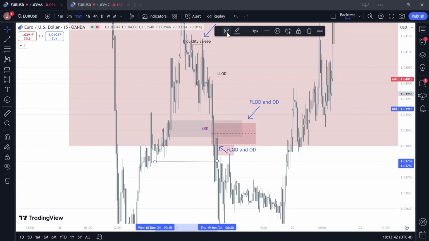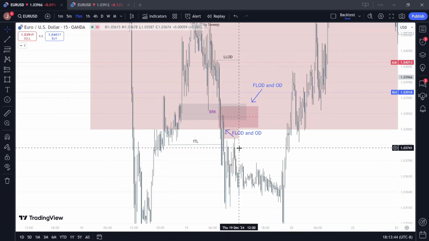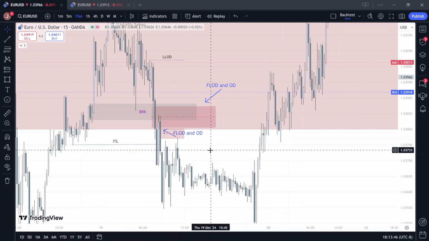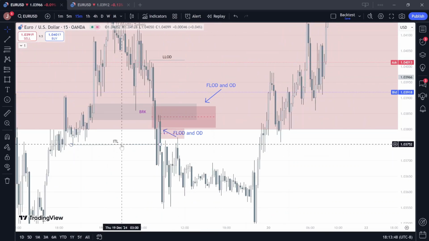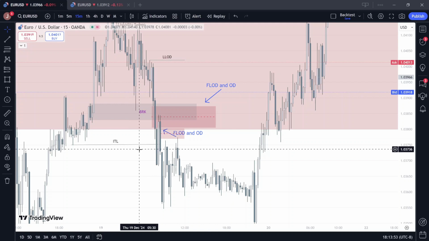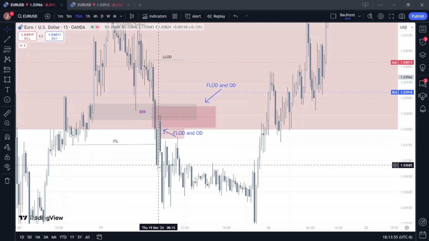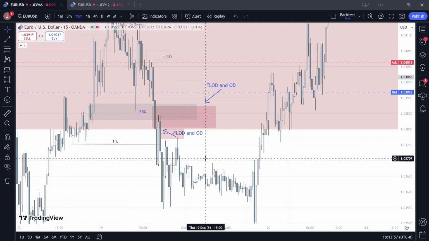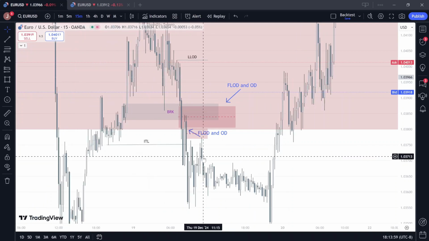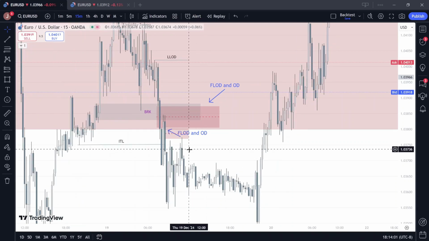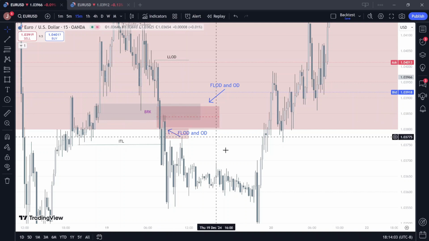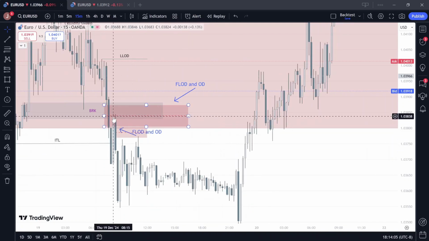We have our intermediate term low right here where we target, and as mentioned, after you pass the intermediate term low, you do expect a healthy retracement, normally back into a PD array. In this case, it would be a fair value gap on the 15-minute. So you would enter on here.